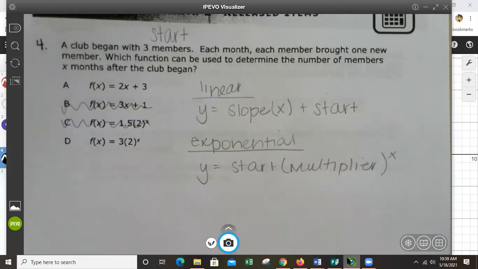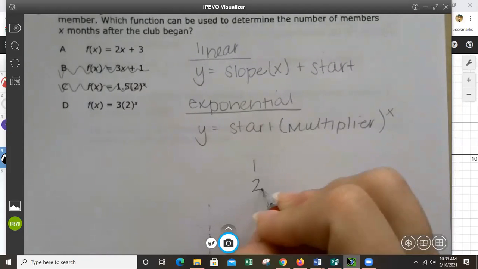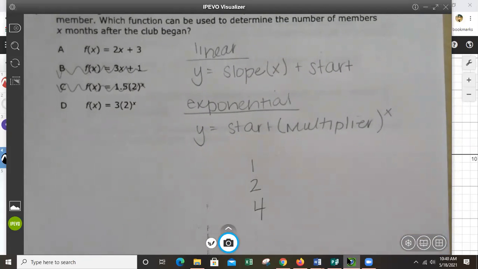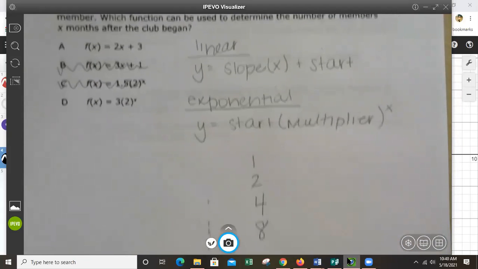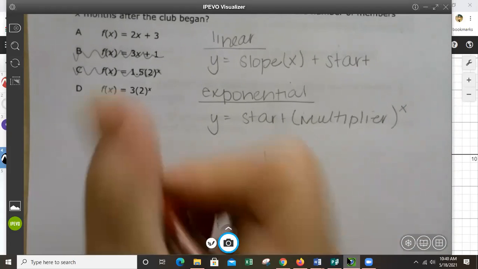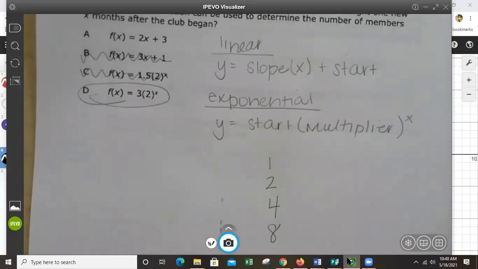Now the question is it linear or is it exponential? Okay, so let's think about it. One member brings another member. So how many members would be next? 2. Those members bring another member. So how many members would be next? 2 brings 2. Oh, the 4. 4. 4 brings 4. Are we adding here or are we multiplying here? Multiplying. So which one multiplies? Your exponential D. Okay, we're not adding the same amount each time. We're multiplying.